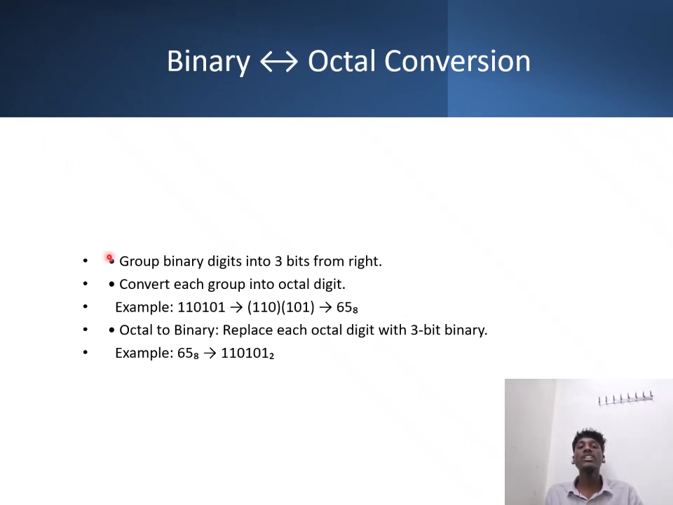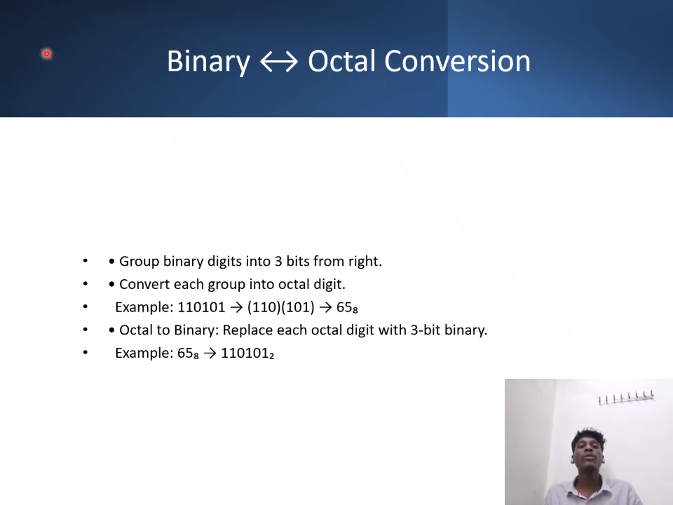Here is the example for conversion of binary to octal. Here we can see 110 and 101. We have to divide this 6-digit code into two parts, 110 and 101. And we use the 421 code and we can convert into octal easily.